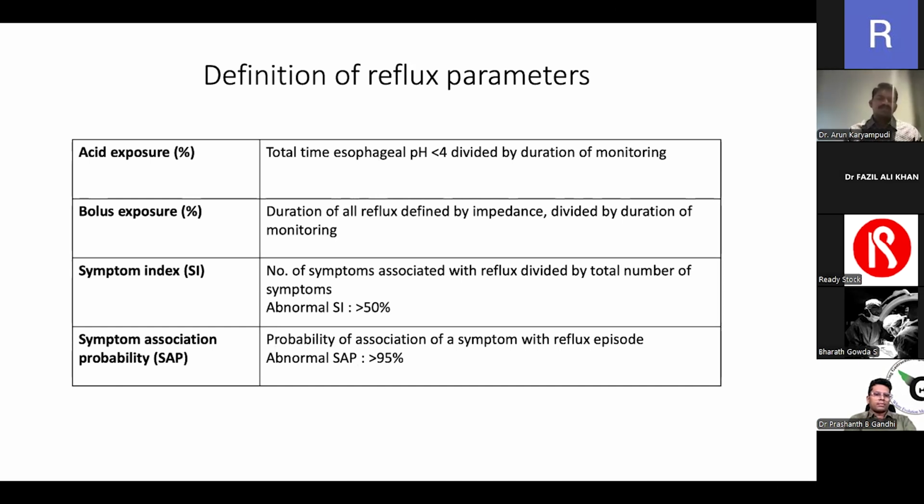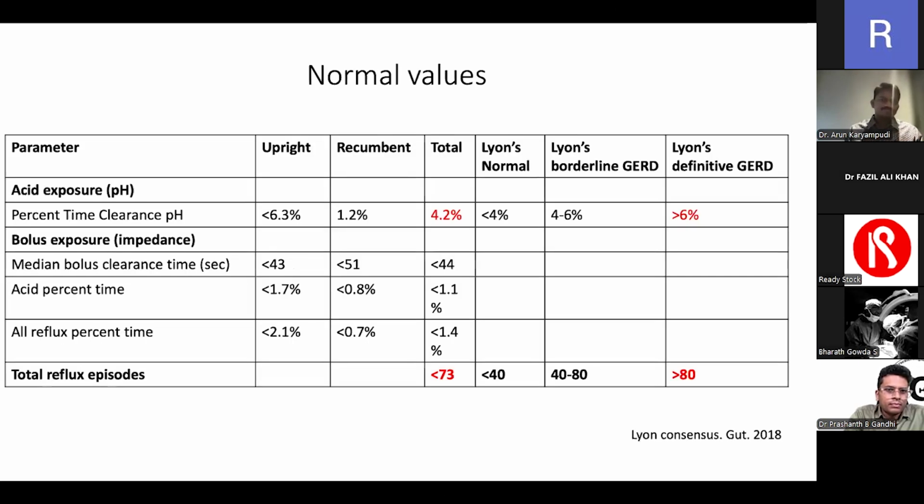Symptom association probability is more of an analytical parameter where we use chi-square to look at the probability of association of a symptom with the reflux episodes. The software here uses a chi-square kind of analysis to see whether a particular symptom is associated with a reflux episode or not. So whenever you have a symptom association probability of more than 95%, then you say it is abnormal.